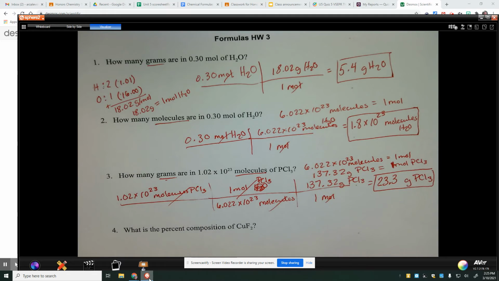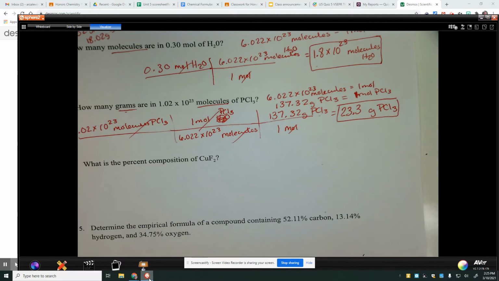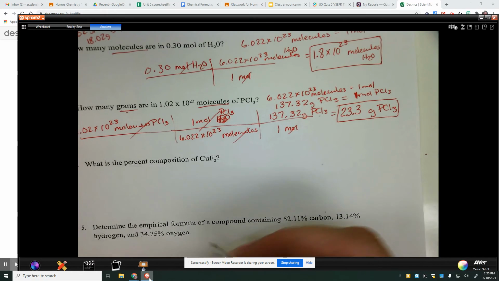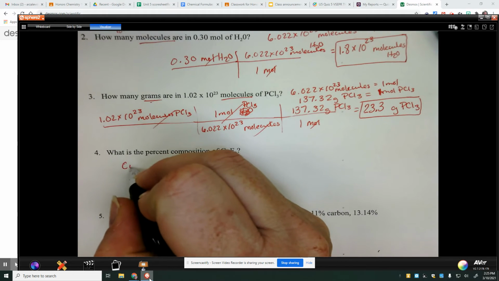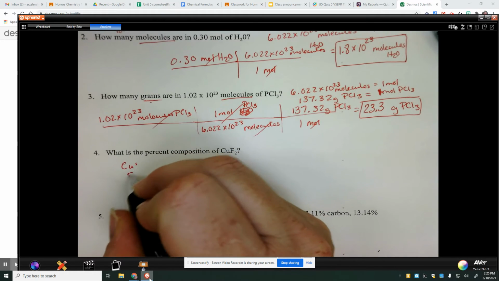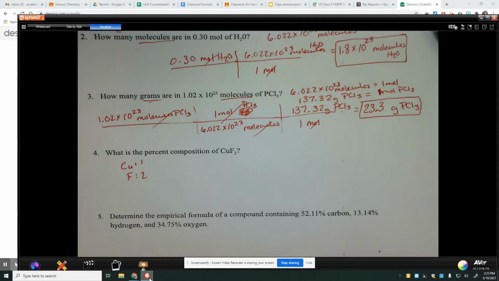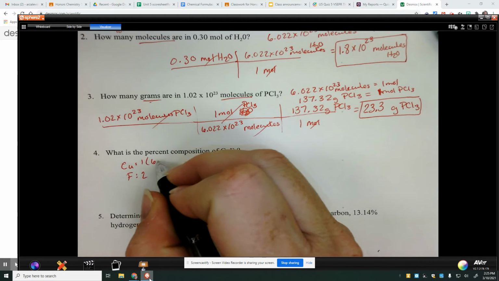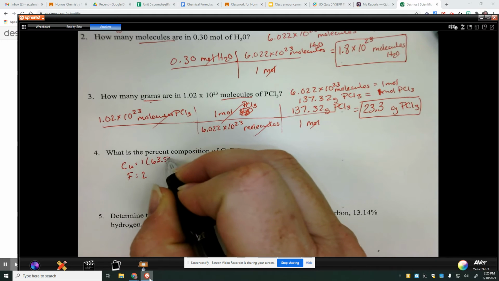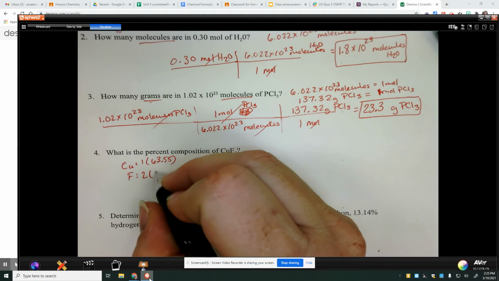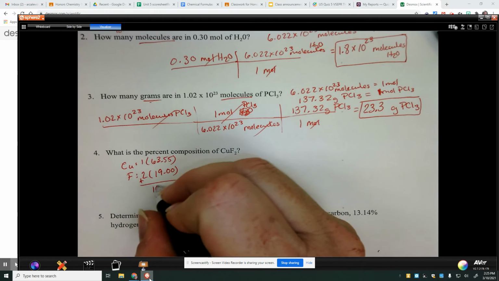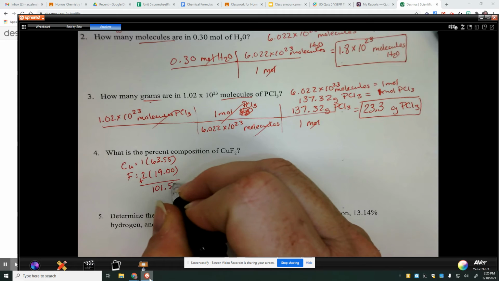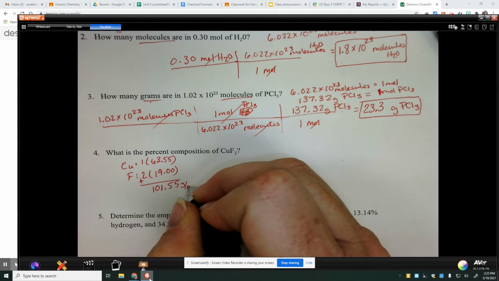All right. So then in number 4, we are trying to find the percent composition of copper 2 fluoride. So the first thing you want to do in percent composition is find the mass of the whole thing. So copper and fluorine, I have 1 copper and 2 fluorines. Each copper is 63.55 from the periodic table. Each fluorine is 19. I'm going to add those up together, and I end up with a total molar mass of 101.55 grams per mole.